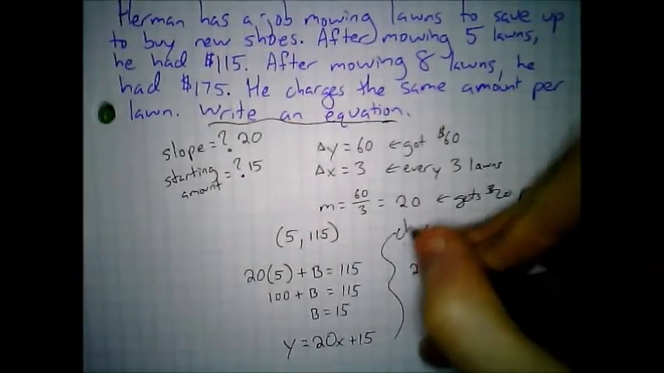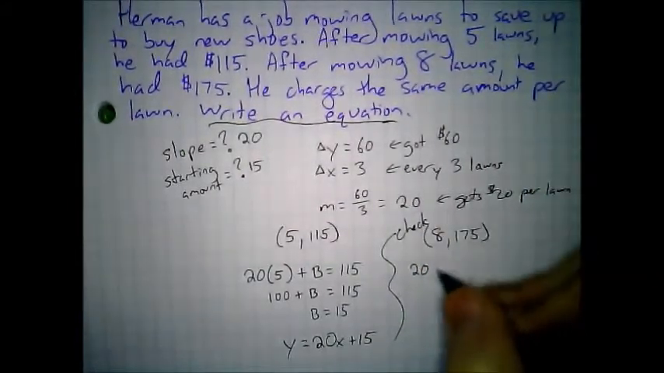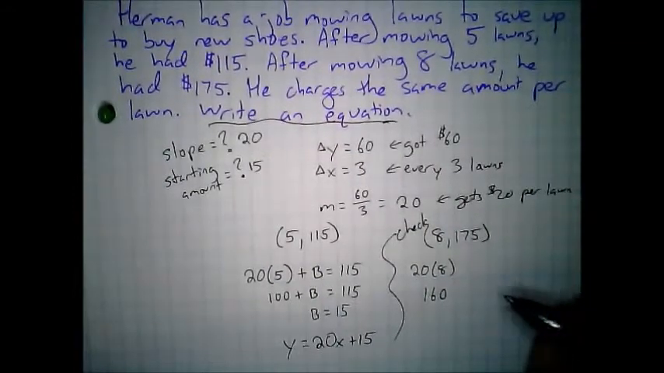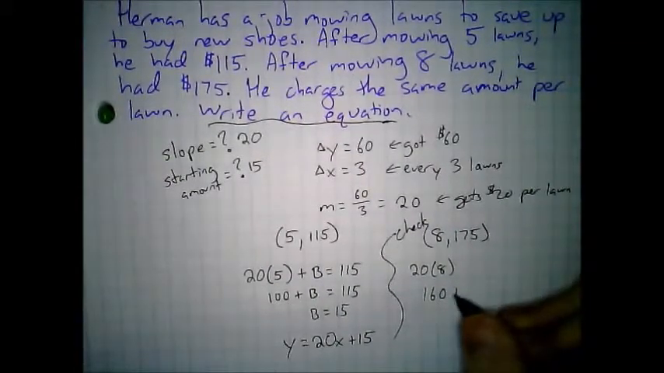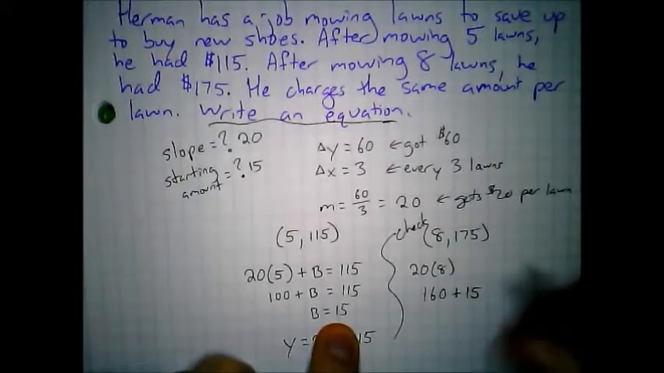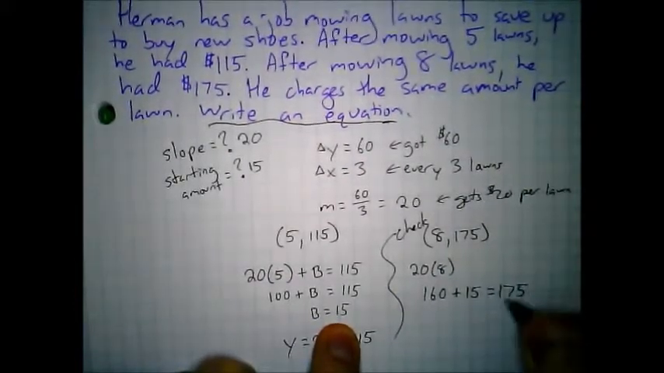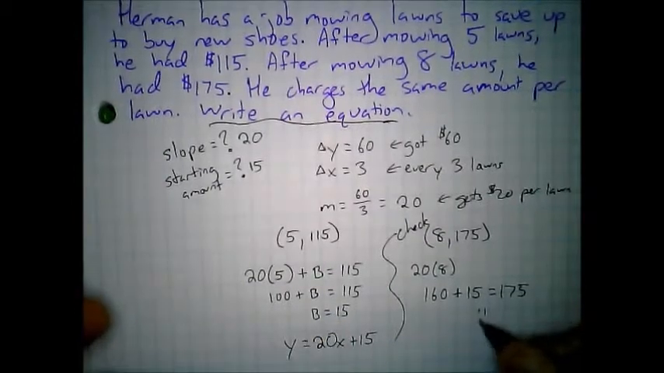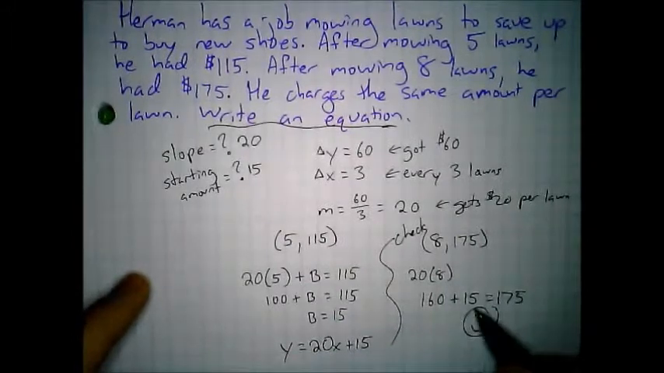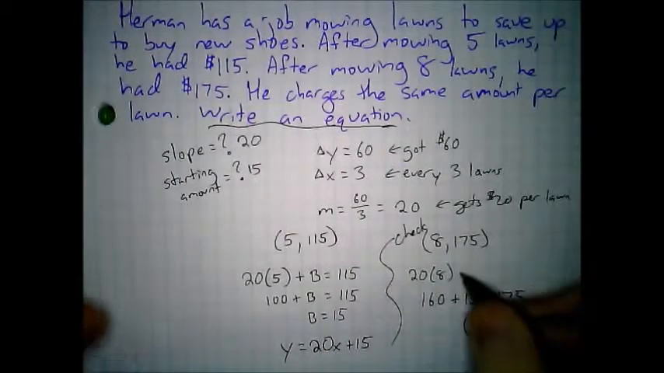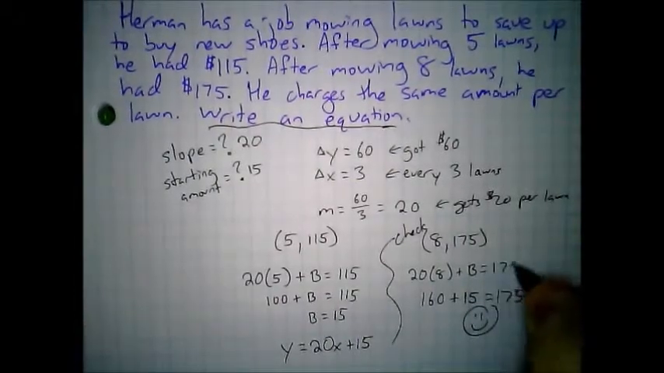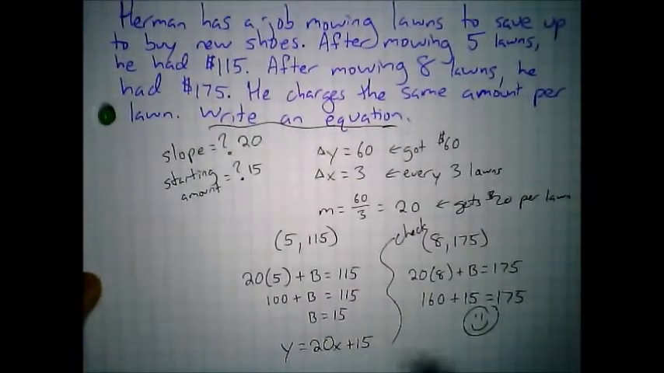If you do 20 times 8, okay, this is just a check. If we do 20 times 8, this is $160. Well, we're saying he started with 15, so if we do 160 plus this 15, we should get the 175, and we do. Okay, this is true. 160 plus 15 equals 175. And that's exactly what we got before.